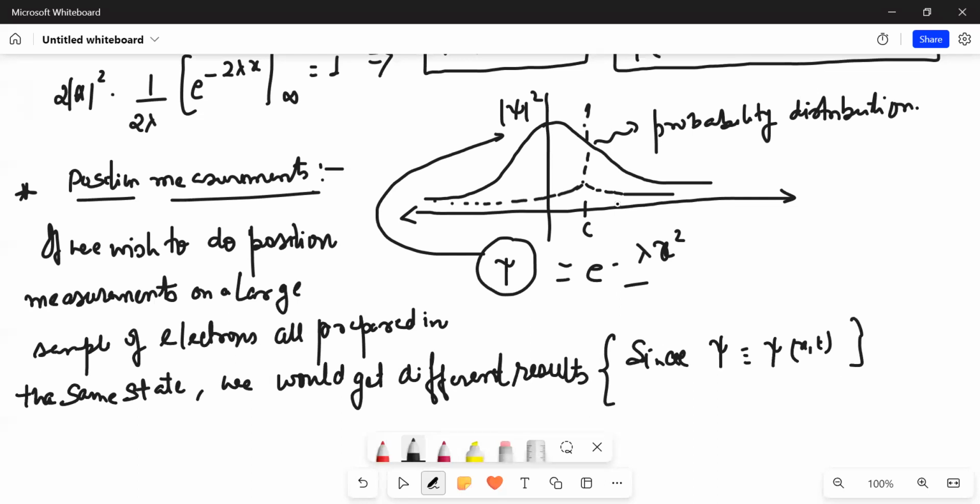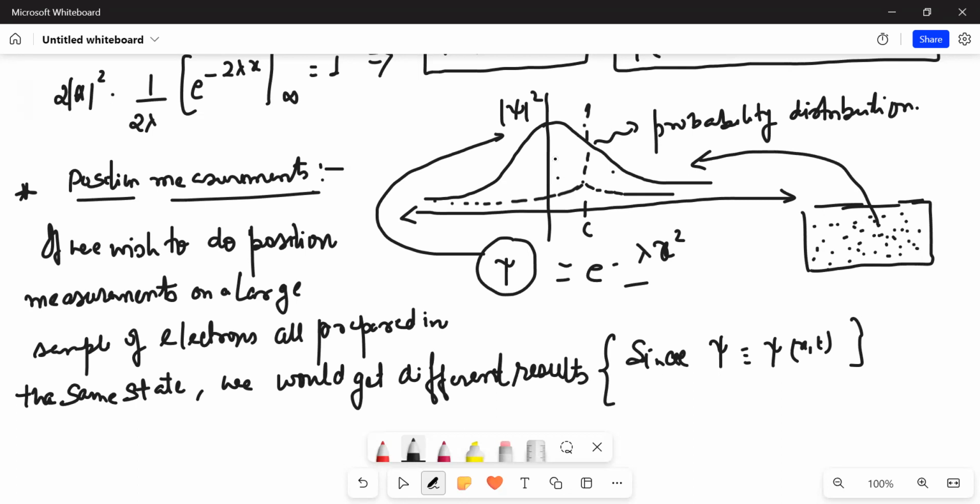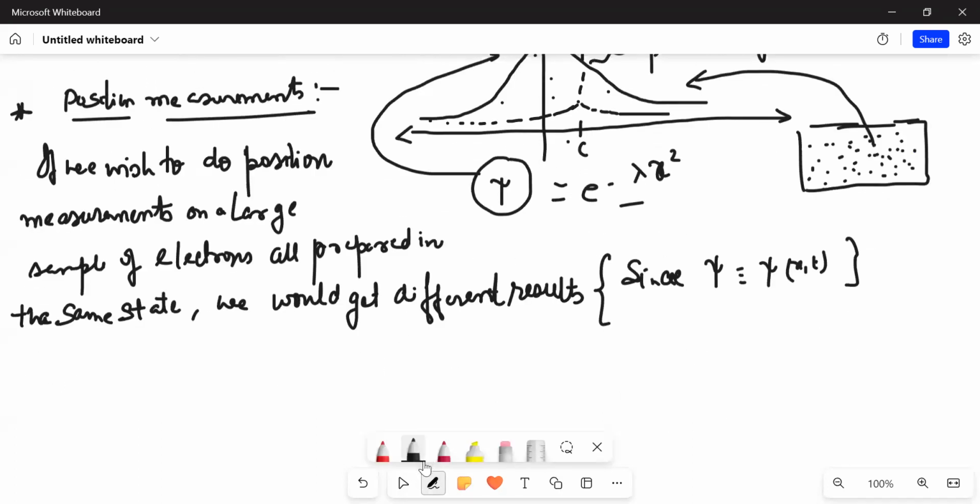You don't know where your particle is. So let's say I'm creating an ensemble of particles, all in the same wave function, all prepared in the same state. You don't know where a particle is. So each position measurement will give you a different spike, and we take the average values of these measurements, and that particular average is called the expectation value. We would get a different result in each measurement.